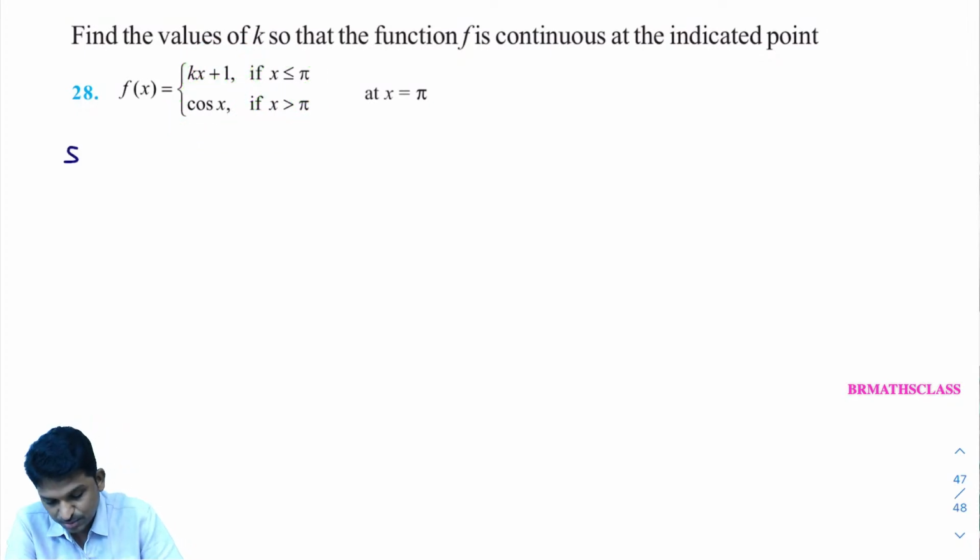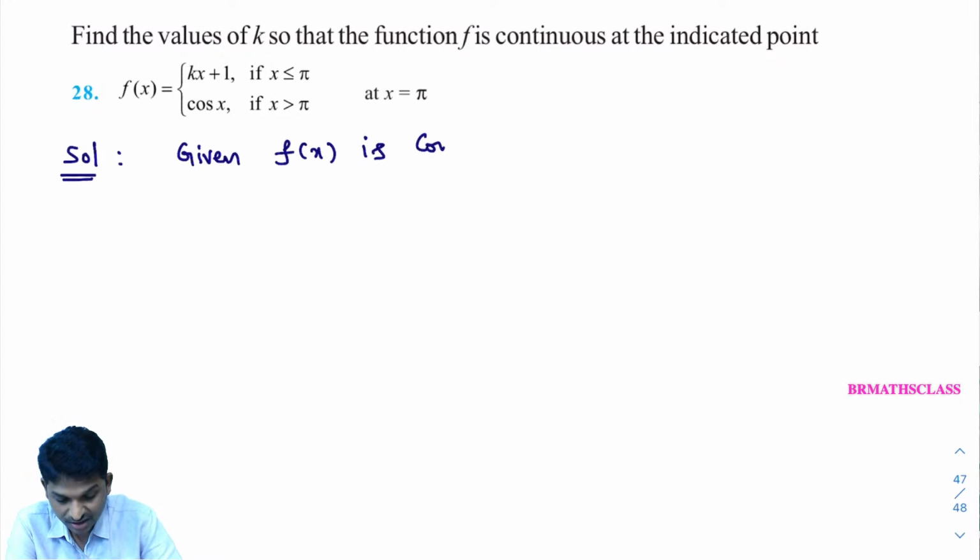First, to solve this problem, I'll write the given information. What is the given information? Given f of x is continuous.